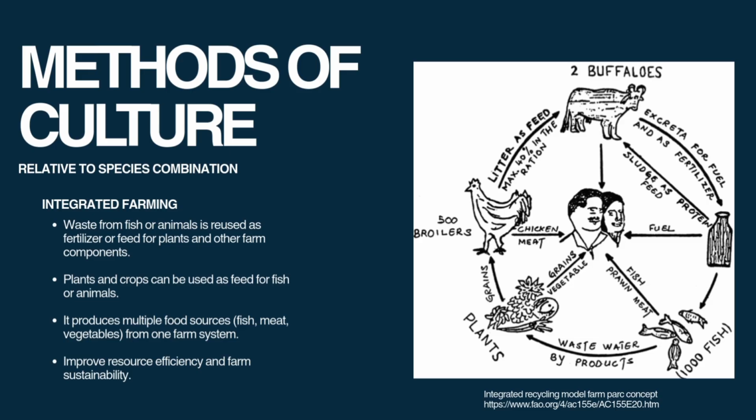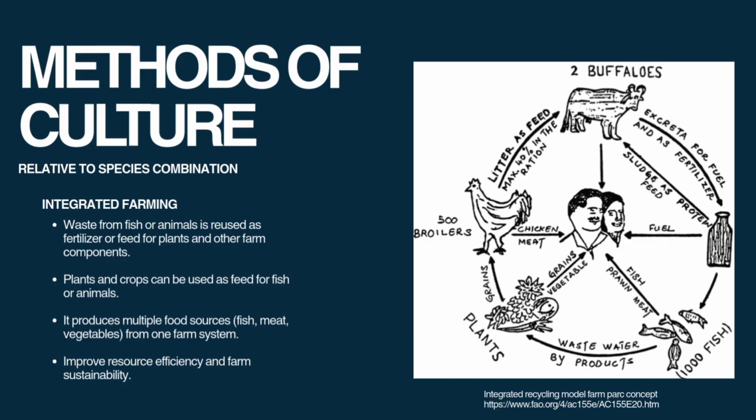So here is a picture of how the integrated farming looks like in a diagram or in a model farm park concept. So, integrated farming, the waste from fish or animals is reused as fertilizer or feed for plants and other farm components. The plants and crops can be used as feed for fish or animals. It produces multiple food sources such as the fish, meat, and vegetables from one farm system. So, it also, syempre, it will improve the resource efficiency and the farm sustainability.